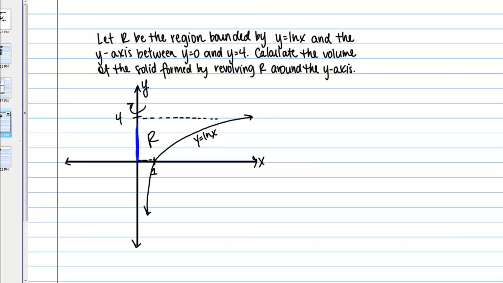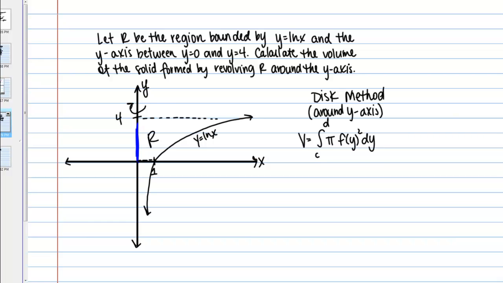So how would I find the volume of such a solid? Well, the way we've learned so far to do this would be by the disk method. So let me remind you of the formula for the disk method for rotations around the y-axis. Okay, so that formula looks like this. Volume equals the integral from c to d of pi times f of y squared dy.